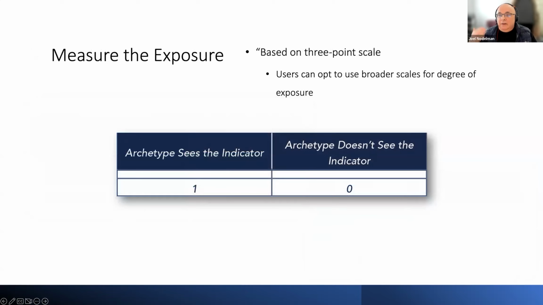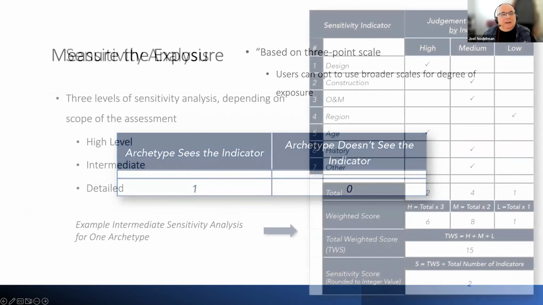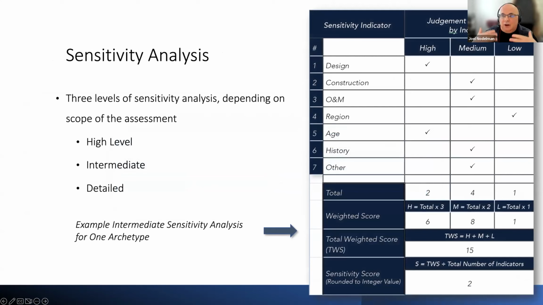We measure the exposure on the same PIEVC process that we've always done, which is a yes-no sort of analysis. We do a sensitivity analysis. The document provides three tiers of analysis for both sensitivity and adaptive capacity, and the one I'm showing here is the intermediate level. So it allows you to make a decision as to how deep you want to go into sensitivity. Do I want to do a really high level? Do I want to get a bit more information? Do I want to go into exquisite detail on what the sensitivities are? It provides worksheets like this one.